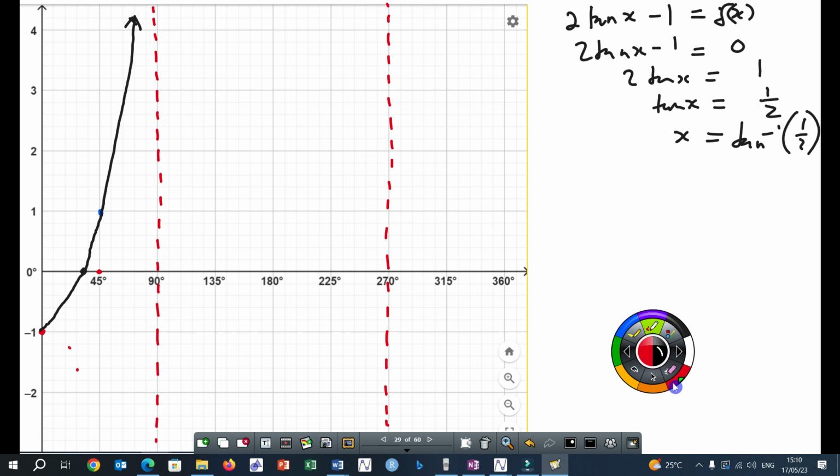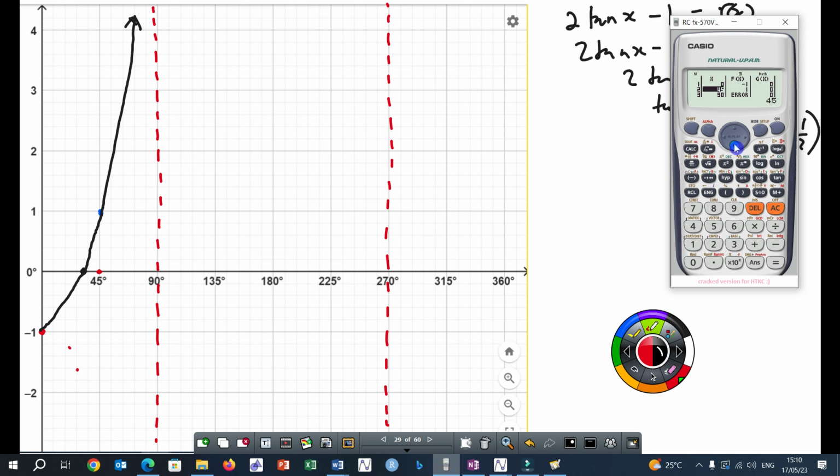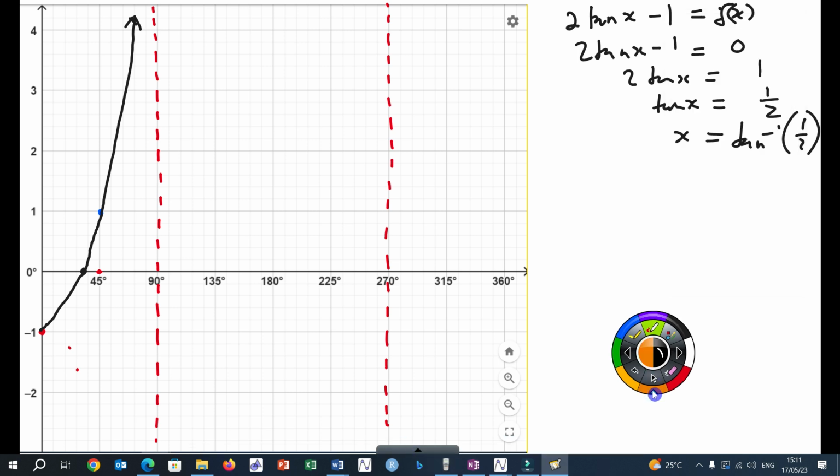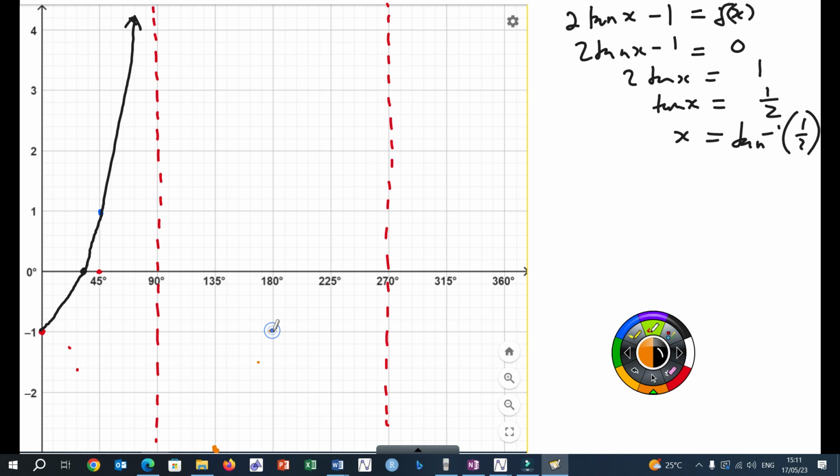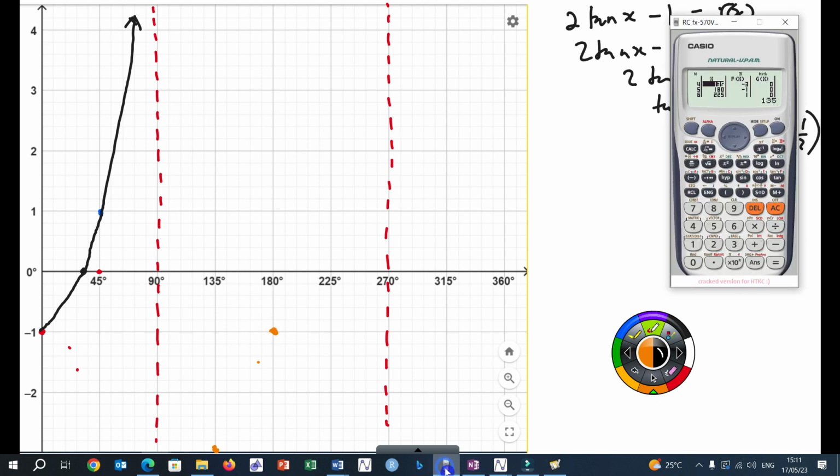Right? Then, when x is 90, obviously we've got our asymptote. Then we have 135, that's minus 3. So minus 3 I'm going to put right at the bottom. Minus 3 is going to be here. Then 180 is going to be minus 1. Minus 1 is there. I'm getting the values there.